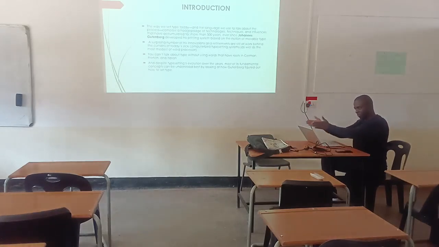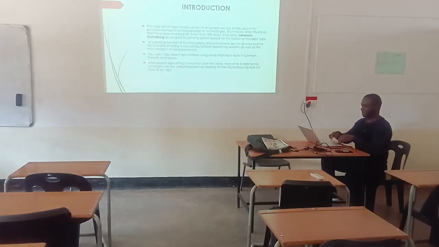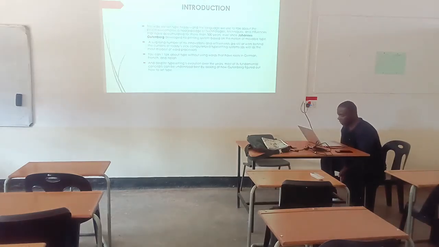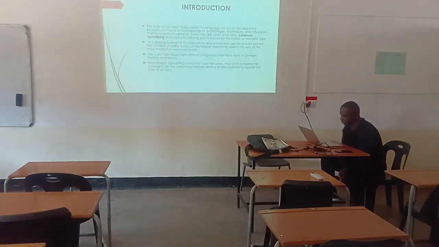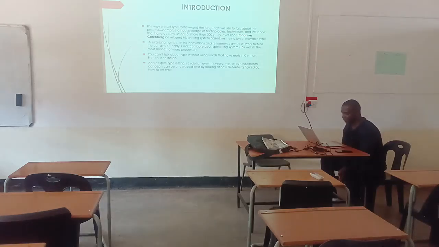Then it has to have a machine. For example, A, B, C, D, and now someone will type. When you type, it will hit the ink, then the ink will be stamped on the paper. So the idea was started by this Johannes Gutenberg. He is the one who developed the printing press.